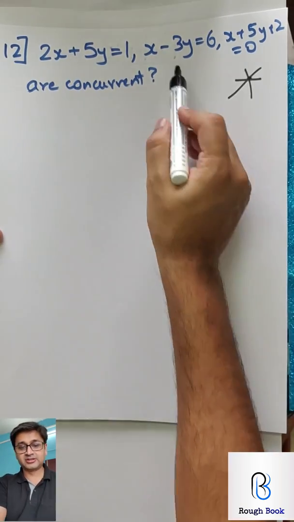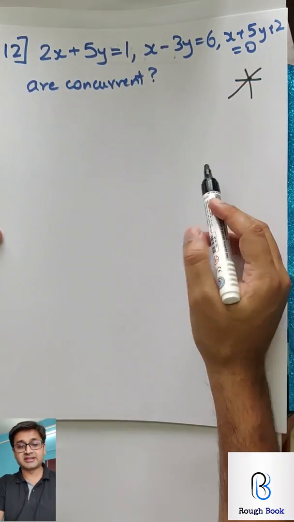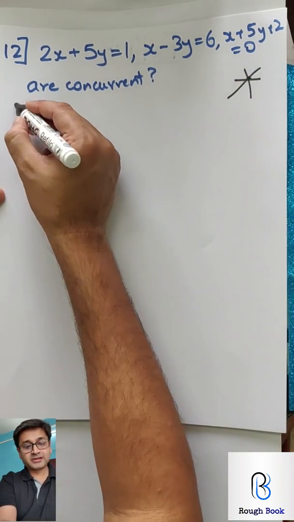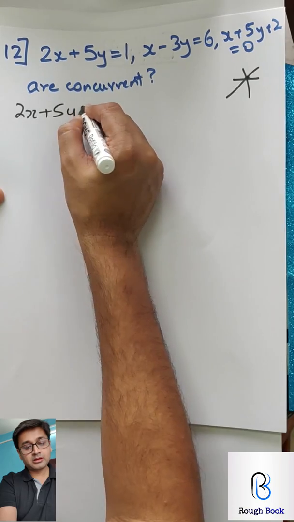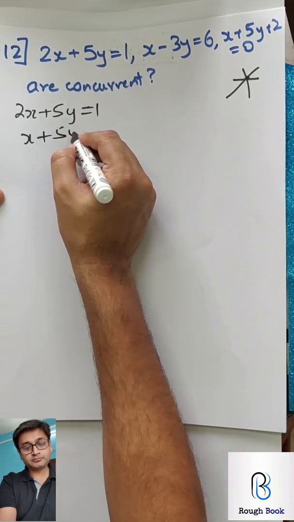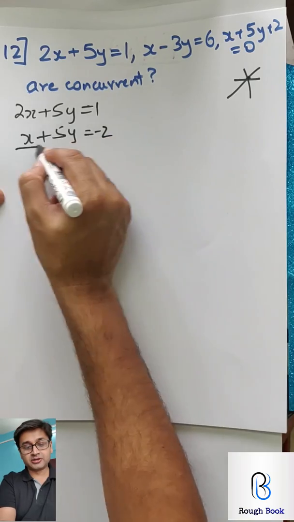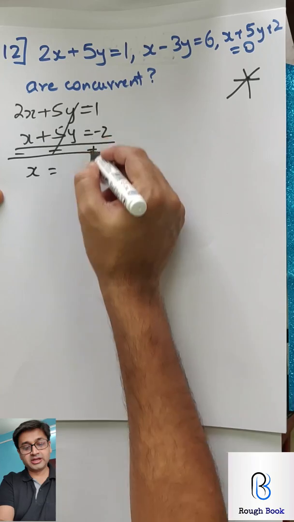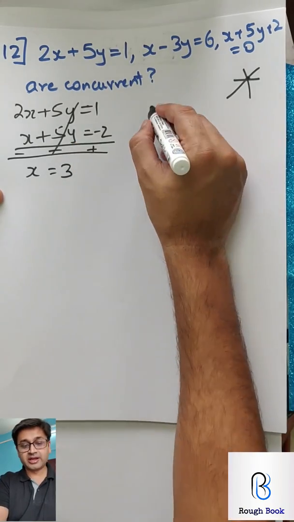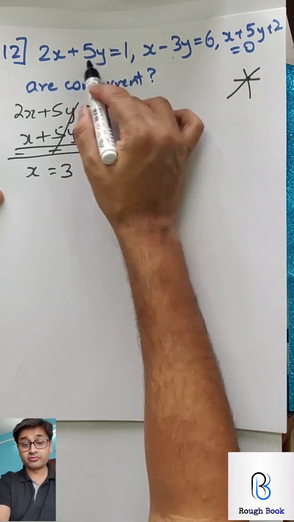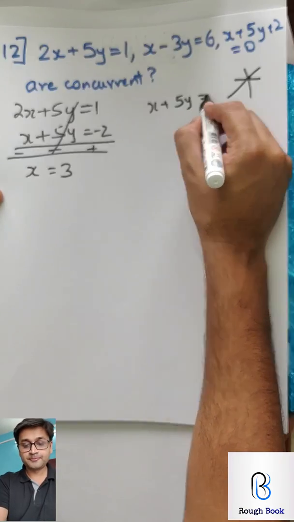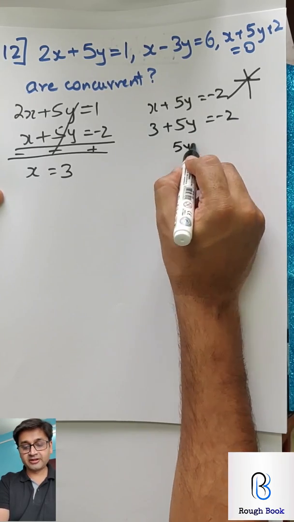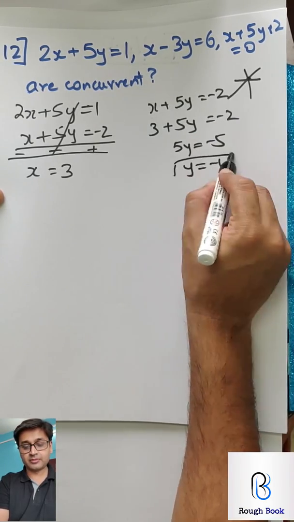So first take any 2 lines. Obviously these 2 are easier, so that x gets cancelled straight away, or first and last 5y gets cancelled, whatever you want. So I am taking first and the last one. X plus 5y minus 2. Cancel, I mean signs change and this gets cancelled. So I get only x is equal to 3. Substitute x as 3 in the first or third equation, not second, right? So I am substituting x as 3 here. So 5y minus 5 and y becomes minus 1.